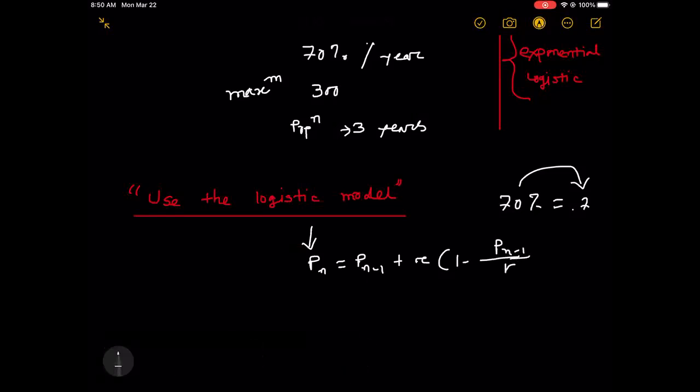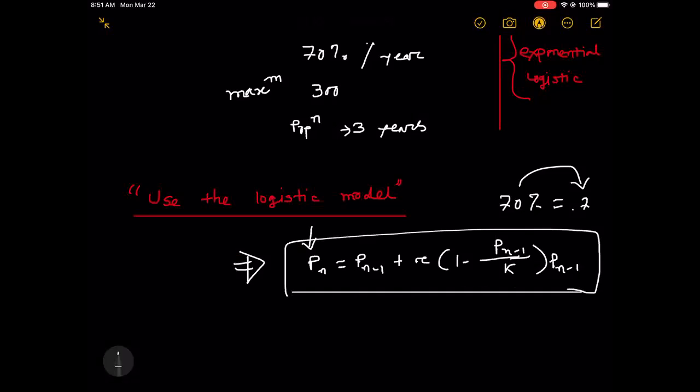Minus 1 over K times Pn minus 1. So first of all, the logistic model looks like this. And you need to memorize how the model looks, because again, the calculation part is fairly easy if you just know how this model looks like. So this is the logistic model.